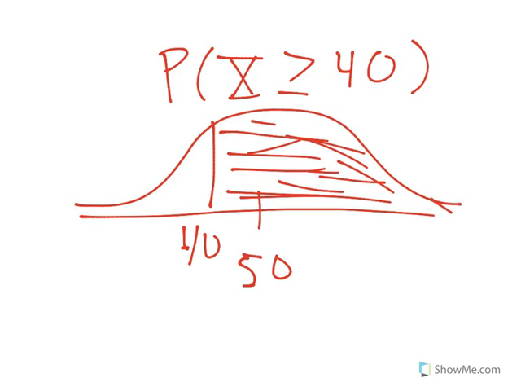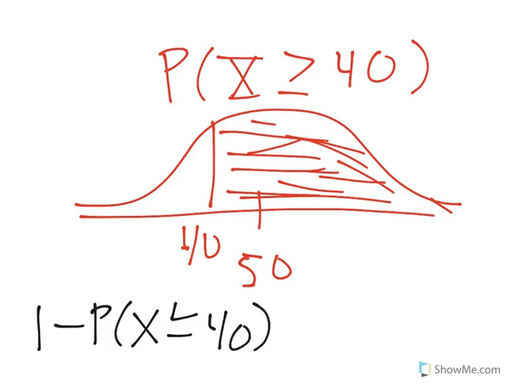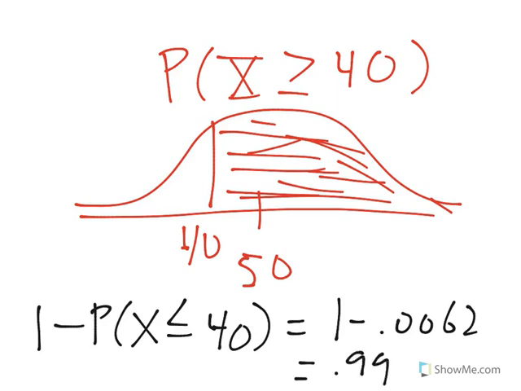But what I can do is 1 minus the probability that x is less than or equal to 40. Right? There we go. So in this case, I would just do 1 minus 0.0062, which equals 0.9938 approximately. So you could do all the further steps. You just remember to subtract it from 1 if you're doing greater than.